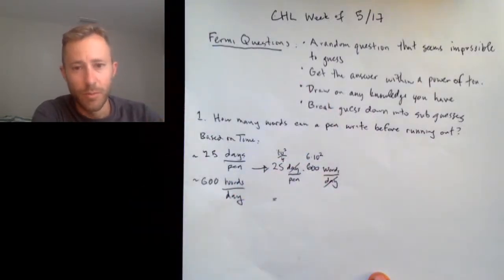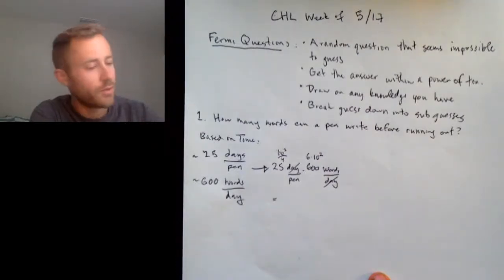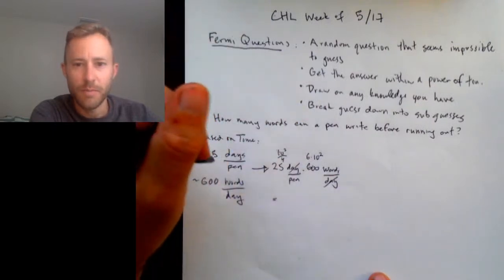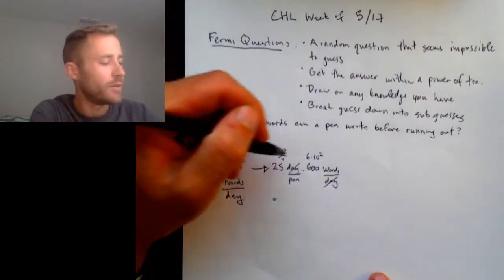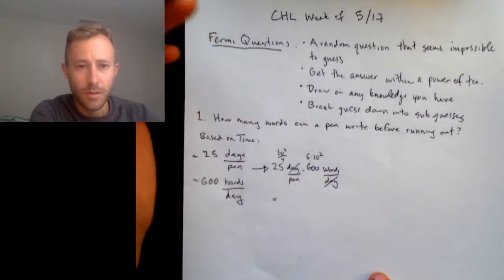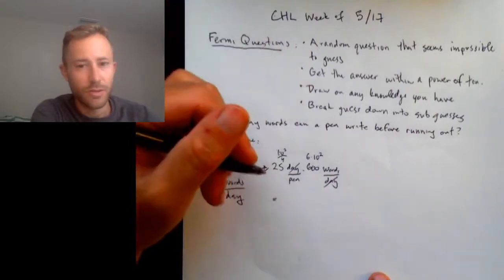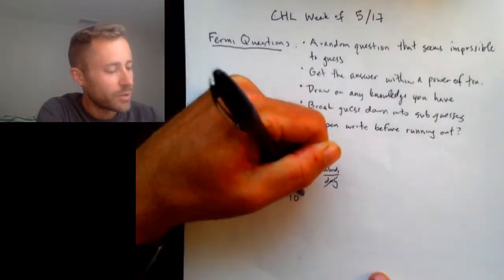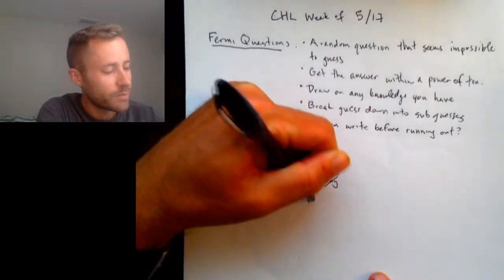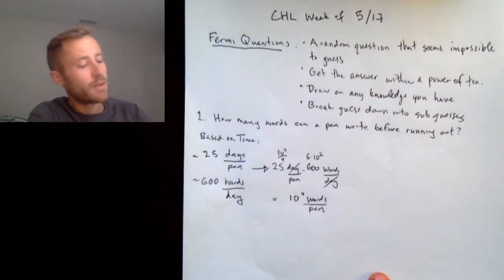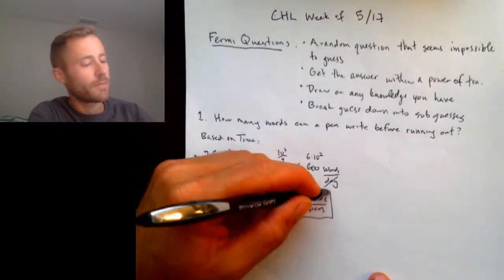All right, it's a little bit more than 1, but remember, we're just trying to get a ballpark estimate to within a power of 10. So I'm going to call 6 divided by 4 1, and then 100 times 100, that's 10,000. So I'm gonna estimate that it's about 10,000 or 10 to the fourth words per pen. All right. So that's an estimate.